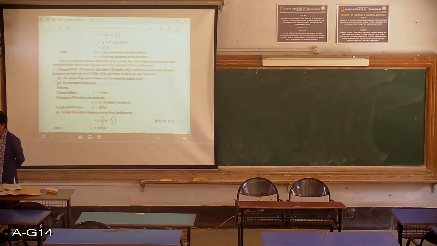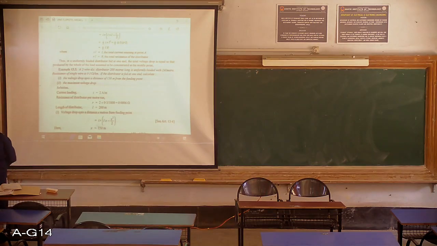So we will see the calculations. They have told the current small i is 2 amperes per meter. Then what is the resistance per meter run? They have told 0.3 ohms per kilometer, and it is a 200 meter run, so it is 2 into 0.3 divided by 1000, you will get 0.0006 ohms. Then what is the total length? L is 200 meters. So first, the voltage drop up to a distance x meters from the feeding point.